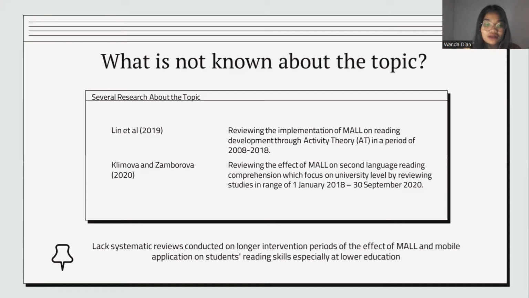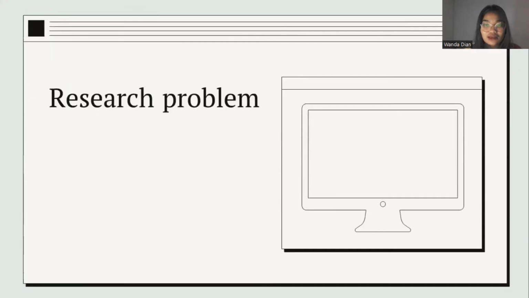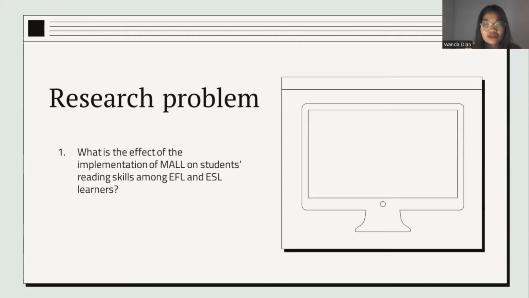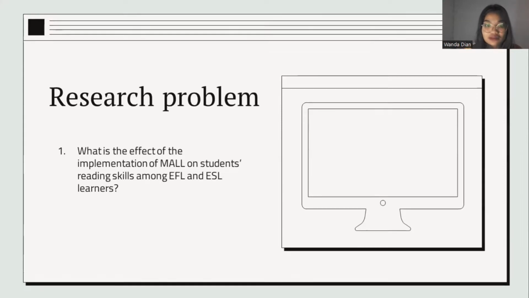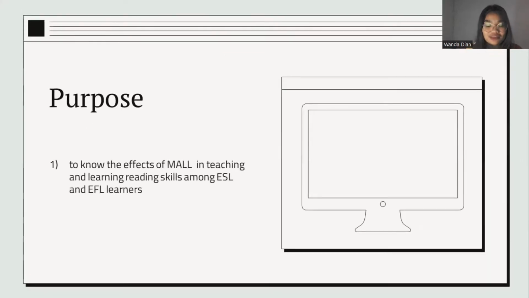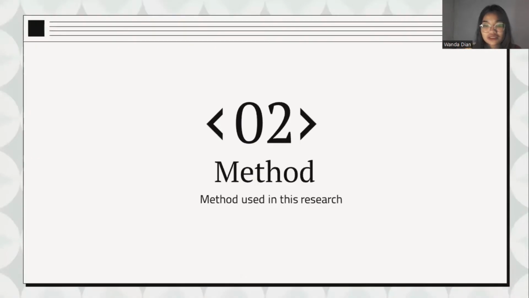However, there is still a lack of systematic reviews conducted over longer intervention periods, which review the effects of mobile and mobile applications on students' reading skill, especially at lower education. So what is the purpose of the study? But before we go to the purpose, let's see what the research problem is. The research problem of the study is what is the effect of the implementation of MOL on students' reading skills among EFL and ESL learners. What is the purpose of the study? The purpose of the study is to know the effect of MOL in teaching and learning reading skill among ESL and EFL learners. Now let's move to the method used in this research.